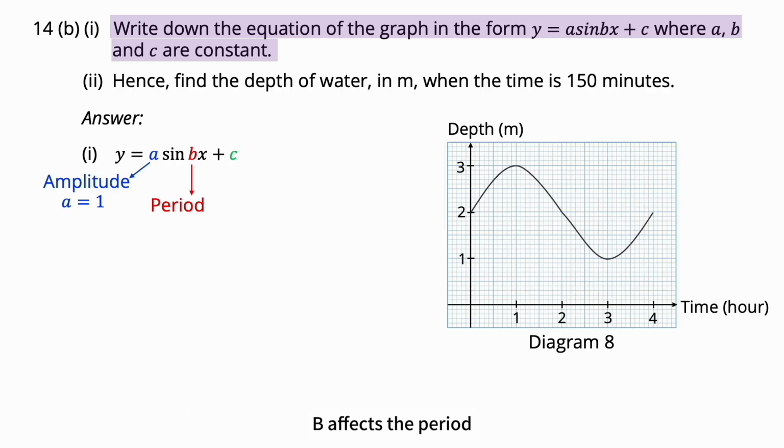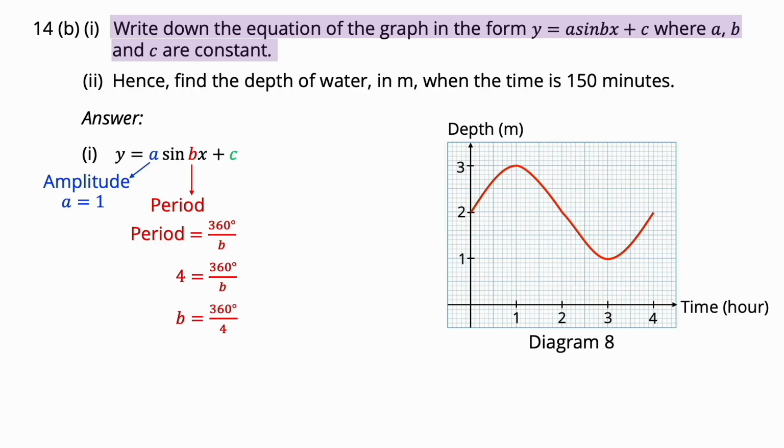b affects the period. Period is the interval of one complete cycle. This sine function has a period of 4 hours. One full cycle is completed from 0 to 4 hours. Use the formula: period is equal to 360 divided by b. It has a period of 4 hours. Simplify as b equals 360 divided by 4. b equals 90 degrees.